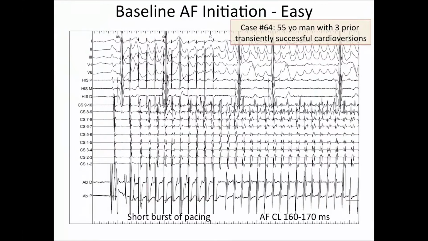So here's a situation I want to tell you about. This is my 64th case that I had done. This is a 55-year-old man with 3 prior cardioversions that had only been transiently successful. He came to the lab in sinus rhythm. We were easily able to induce atrial fibrillation with just a short burst of pacing from the coronary sinus. This is in the absence of isoproterenol. The atrial fibrillation cycle length is relatively rapid here, relatively disorganized, with very rapid wavefronts. We were able to get atrial fibrillation to sustain for 20, 25 minutes. It would terminate, and another burst of pacing would immediately get him back into this same arrhythmia.